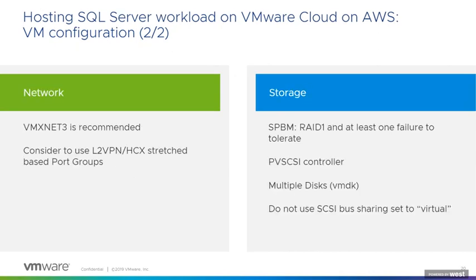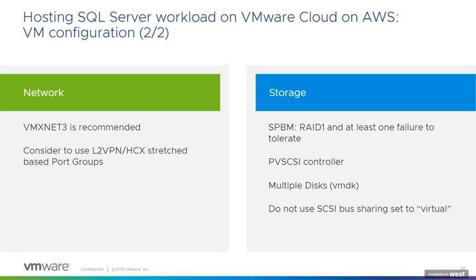Now let us take a look at network and storage. For network, VMXNET3 should be your primary adapter type for your VM hosting SQL Server workload. We recommend for most cases using L2 VPN stretched port groups so that you wouldn't need to re-IP while moving from on-premises to hybrid cloud. It could be configured either through L2 VPN client or NSX, but should be prepared well in advance and tested before moving the SQL Server workload.